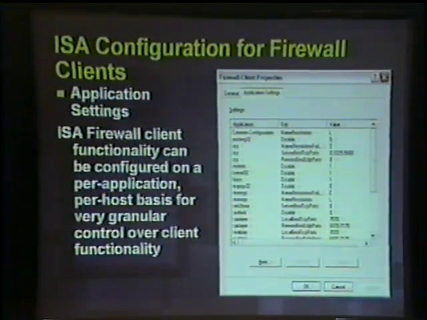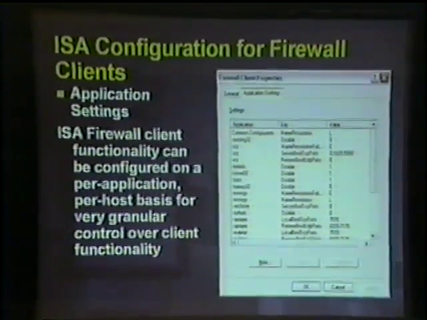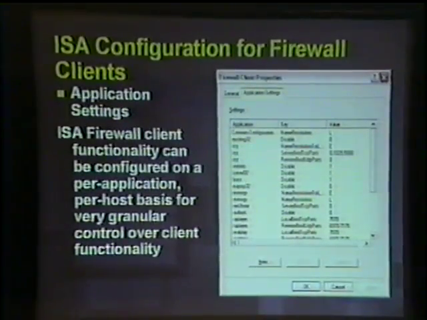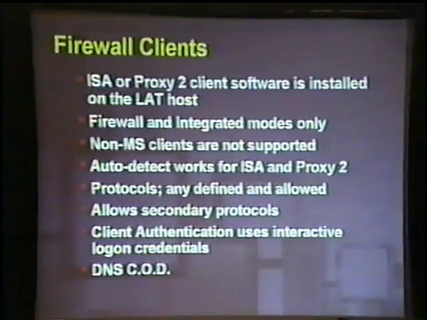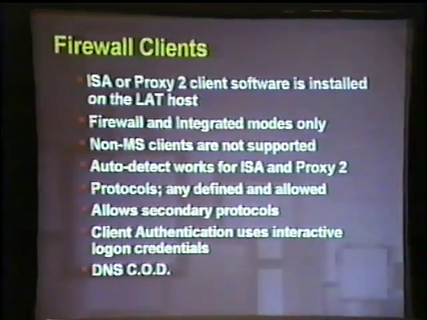soon. Okay. The firewall client software can be made aware of the requirements of virtually any application, and that involves configuring the MSP clnt.ini file, just like with Proxy Server 2.0. I'm not going to go into too much detail into that because that's a book in itself. Okay.